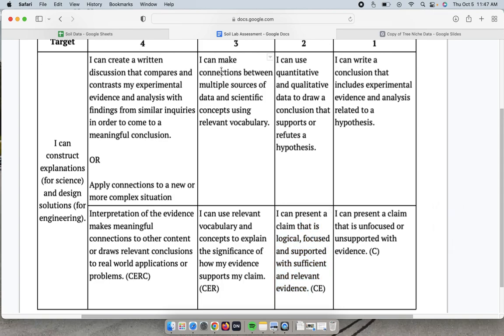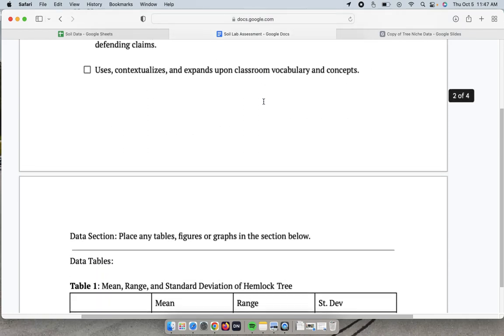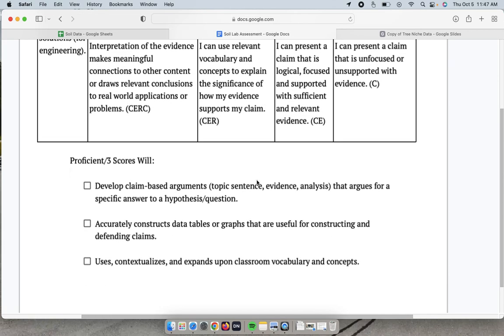to be looking at you being able to make connections between types of data, specifically data that we collected and data from other sources. When you are proficient with this assignment, you will be able to have claim-based arguments that argue an answer that's specific to either a hypothesis or question. 2, you're going to be able to either construct or utilize data tables or graphs that are useful for helping support and construct your claims.